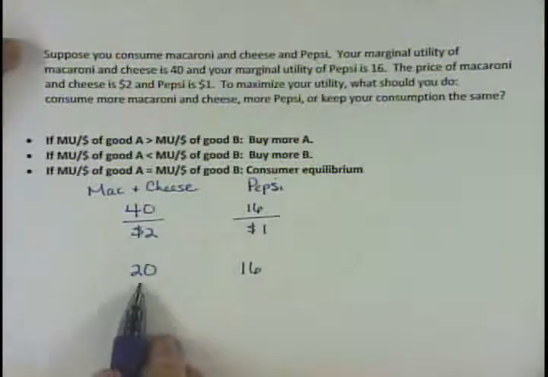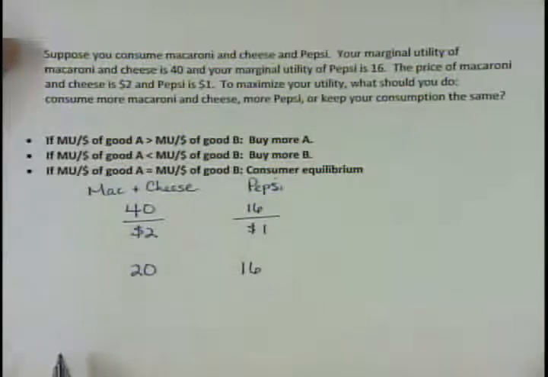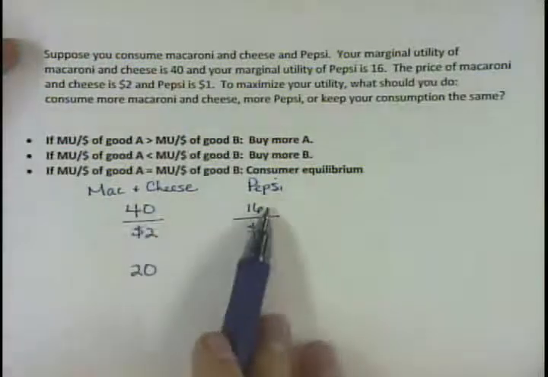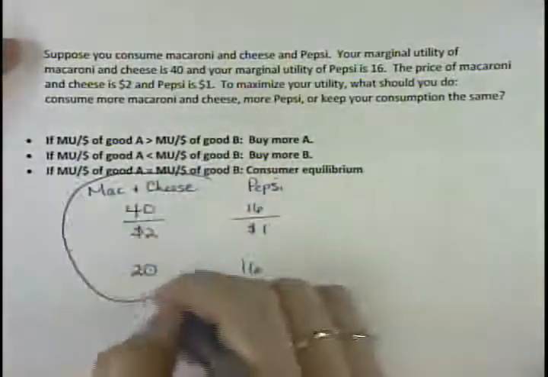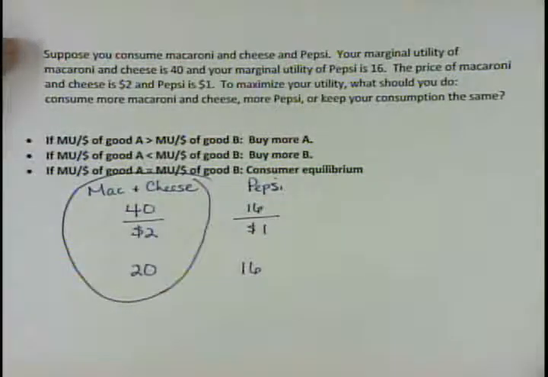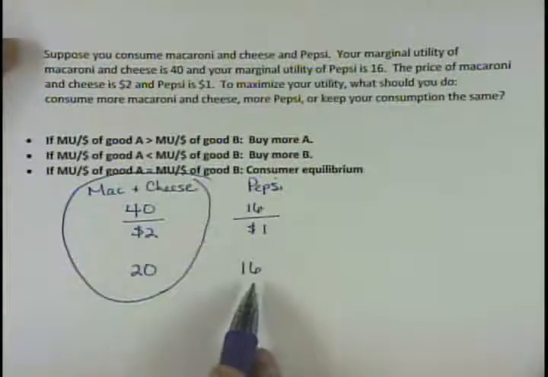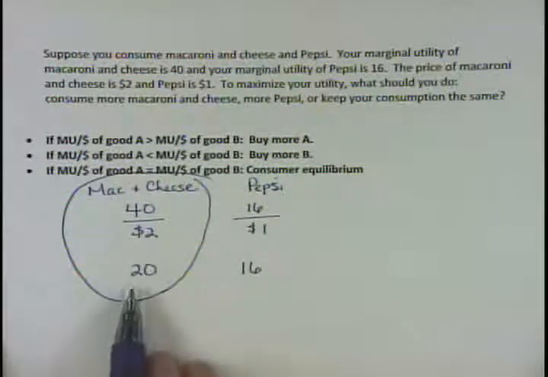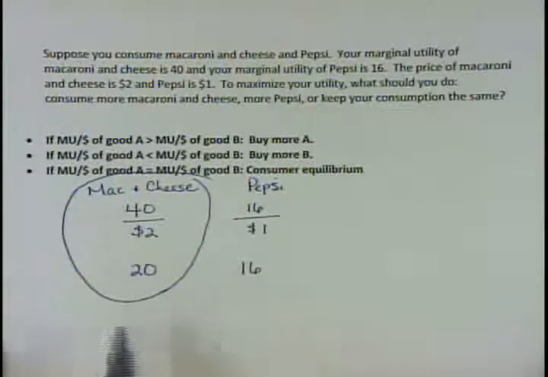Now I'm getting more marginal utility per dollar for macaroni and cheese than I am for Pepsi. So my marginal utility per dollar of macaroni and cheese is greater than my marginal utility per dollar of Pepsi. That says I should consume more macaroni and cheese. Now if these both turned out to be 16, then I should keep my consumption the same. But because my marginal utility per dollar is greater for macaroni and cheese than it is for Pepsi, I should consume less Pepsi and more macaroni and cheese.